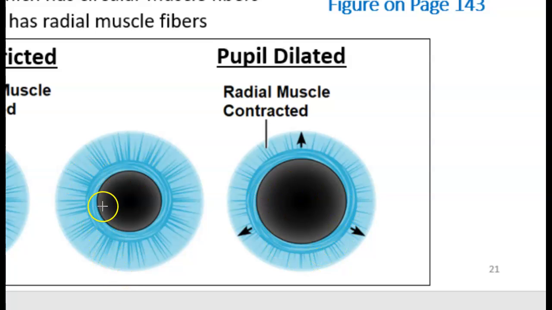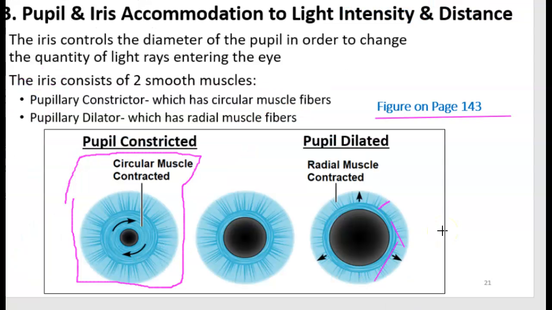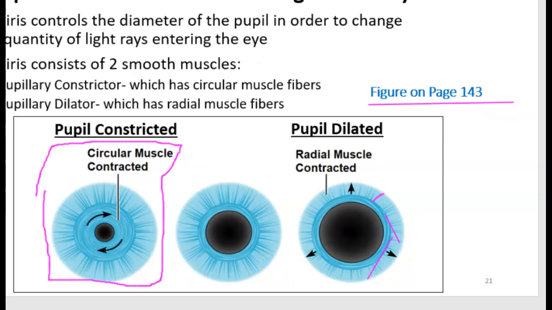And that's shown on the left here. We've got the circular muscle contracted. You have this figure on page 143. And in the picture on the right, we have the dilated pupil, and that's due to the radial muscle of the iris contracting. And so the iris is brought further away from the center and the pupil dilates.